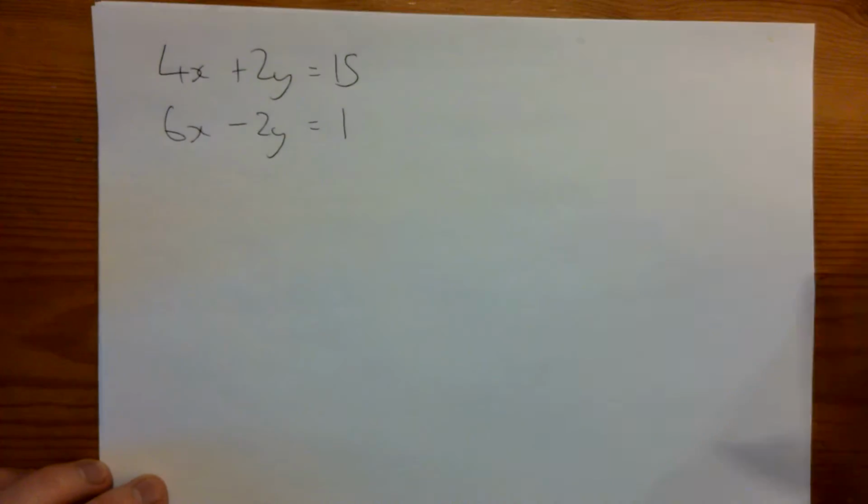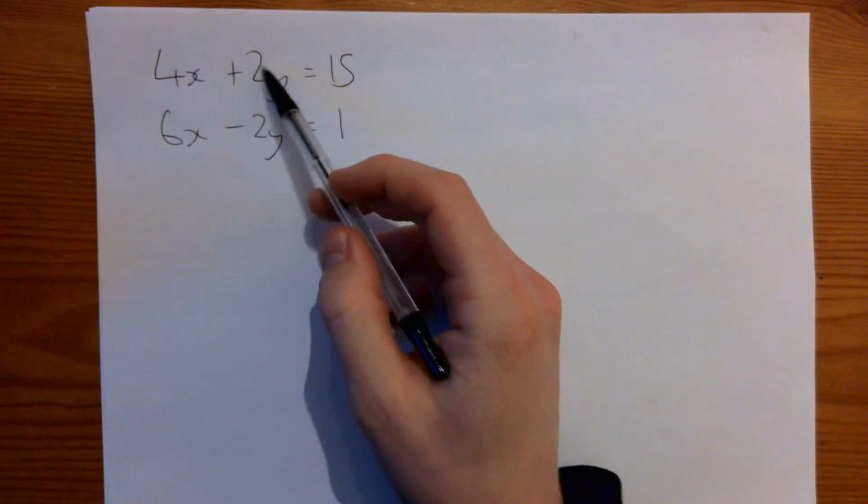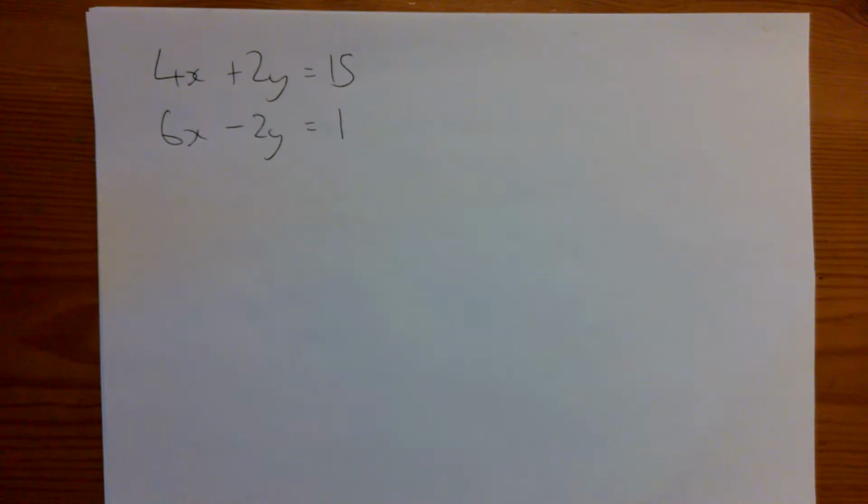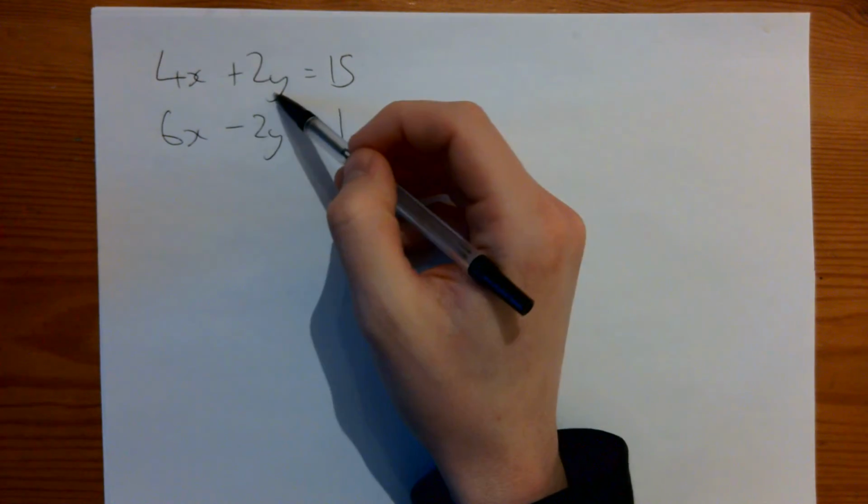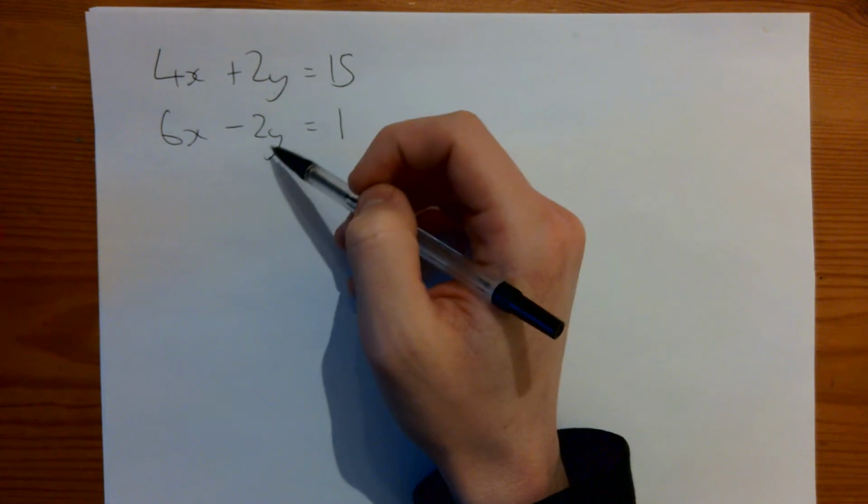Next one's going to be slightly different. Again, we've got those matching 2y and 2y. Later this week we'll look at ones where they don't match and what you can do for that. But for today we're going to look at ones where they do match. But this time I've got a positive 2y here and a negative 2y there.